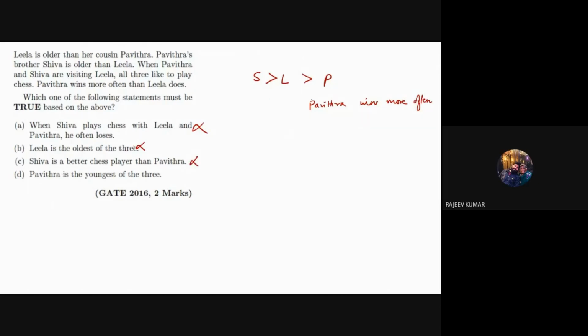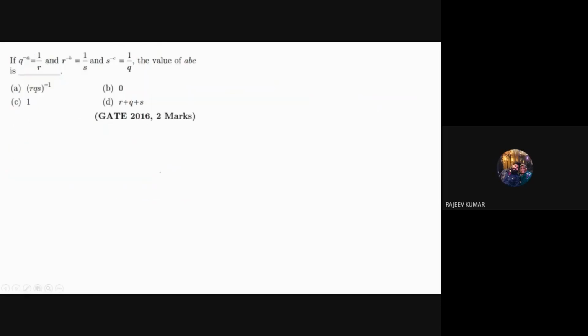Pavitra is the youngest of three. Yes, Pavitra is the youngest of three, in terms of age. So your answer will be D. Pavitra is the youngest of three. Pretty simple question, asked for 2 marks. Now this is a good question. Try to solve this one.